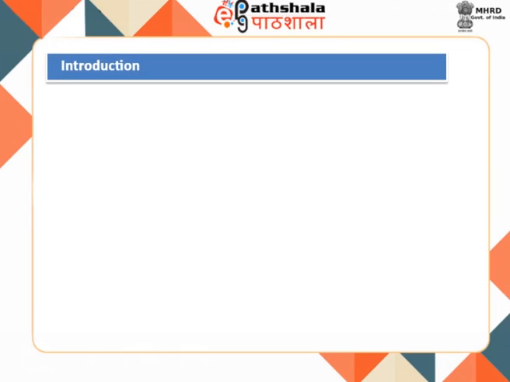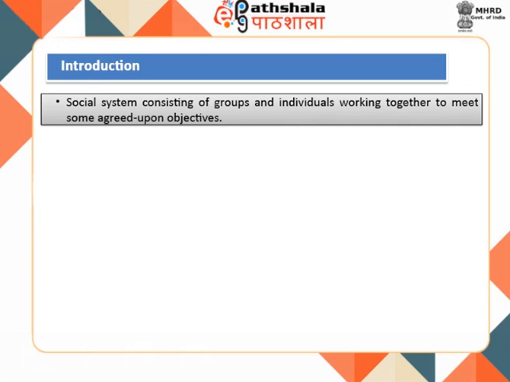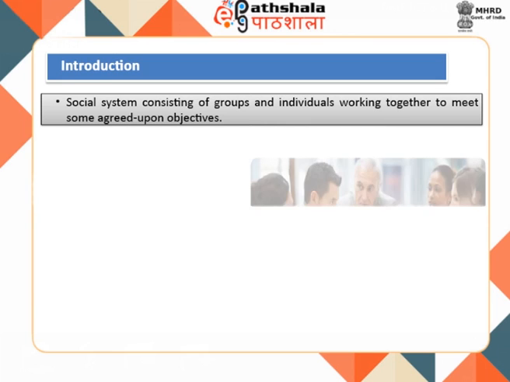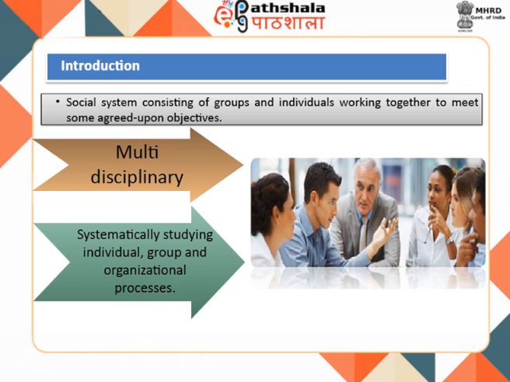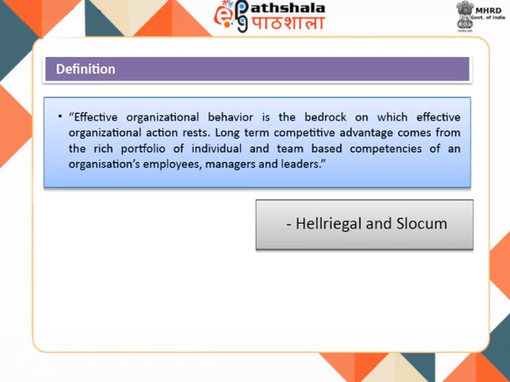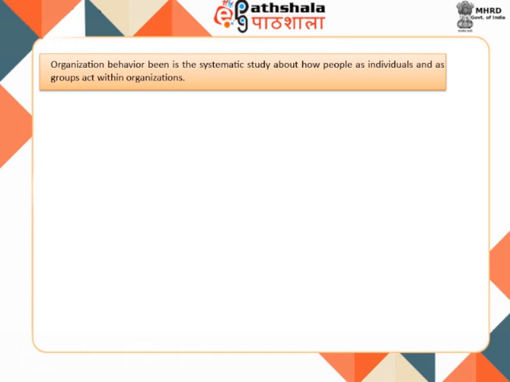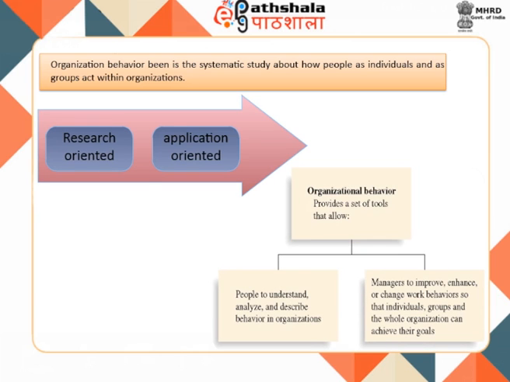An organization is a social system because it consists of people as individuals or in groups who work together to attain a common goal. Its multidisciplinary approach permits a systematic study of individual, group, and organizational processes. Here is a definition of organizational behavior by Hellriegel and Slocum. Organizational behavior is the systematic study about how people, as individuals and as groups, act within organizations. It is both research and application oriented.